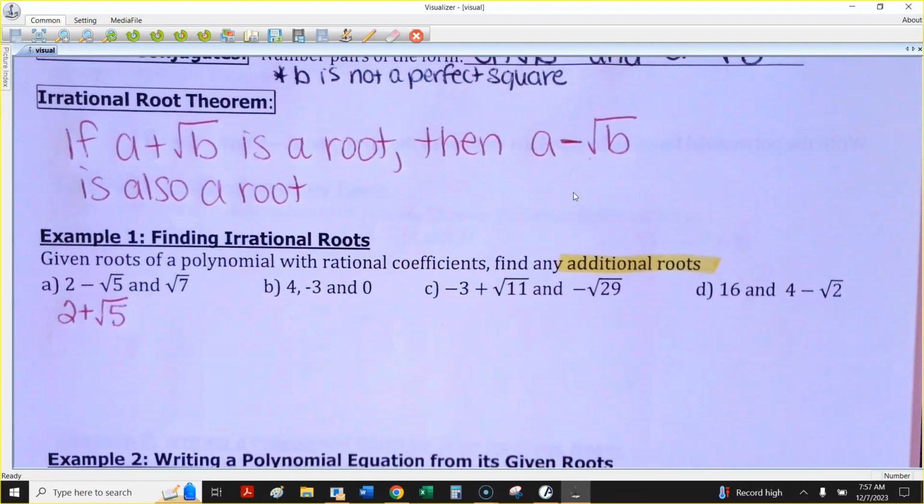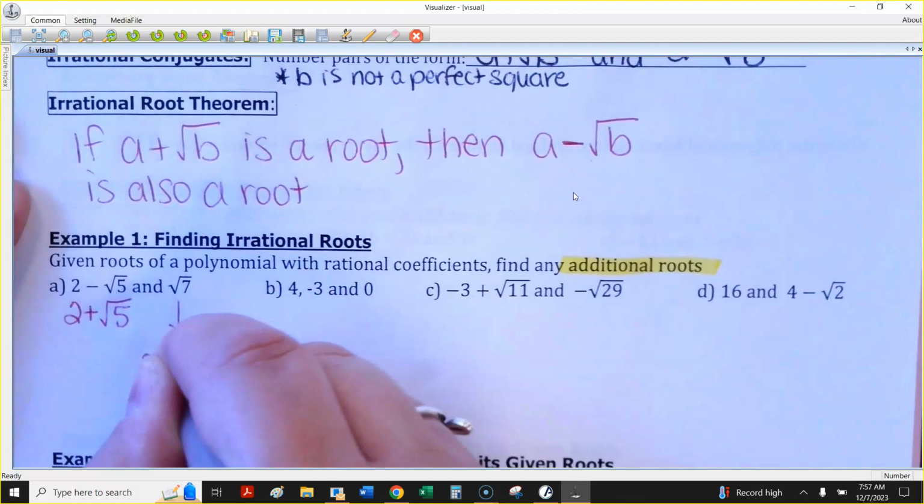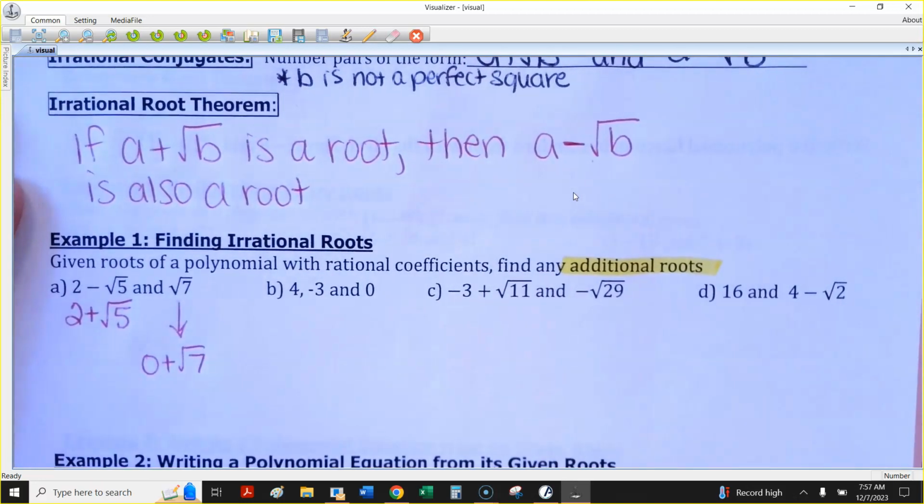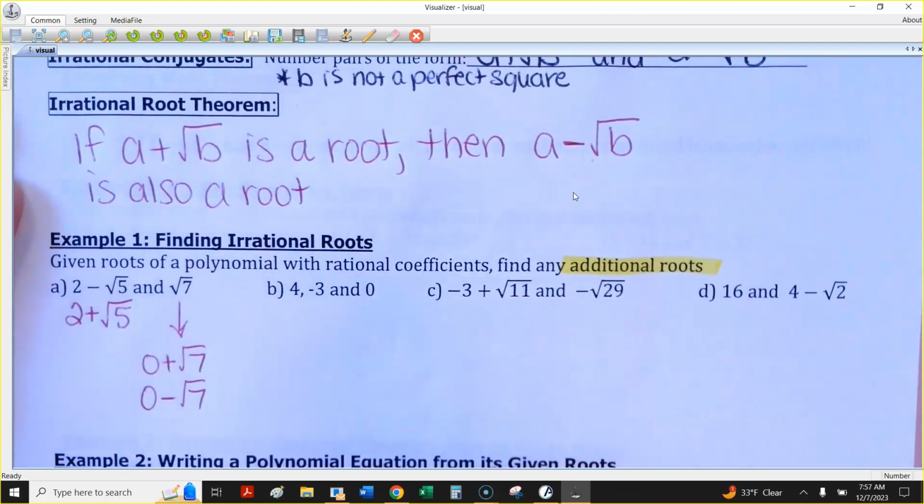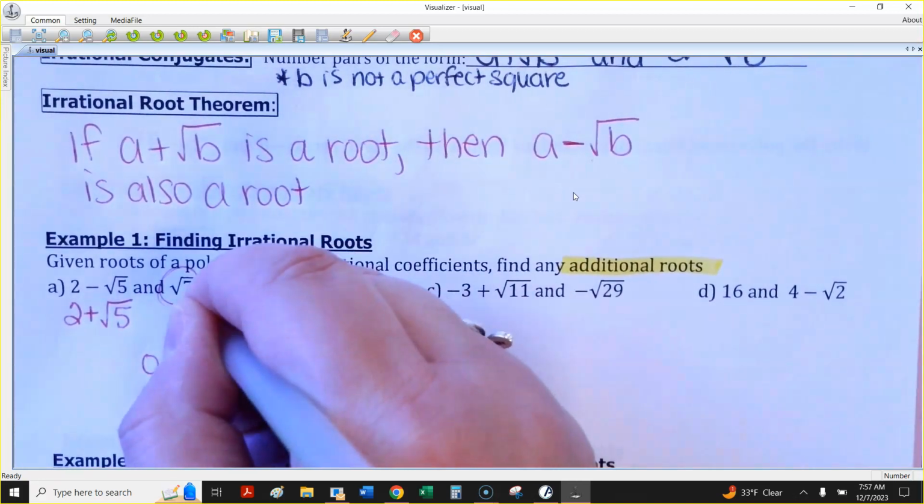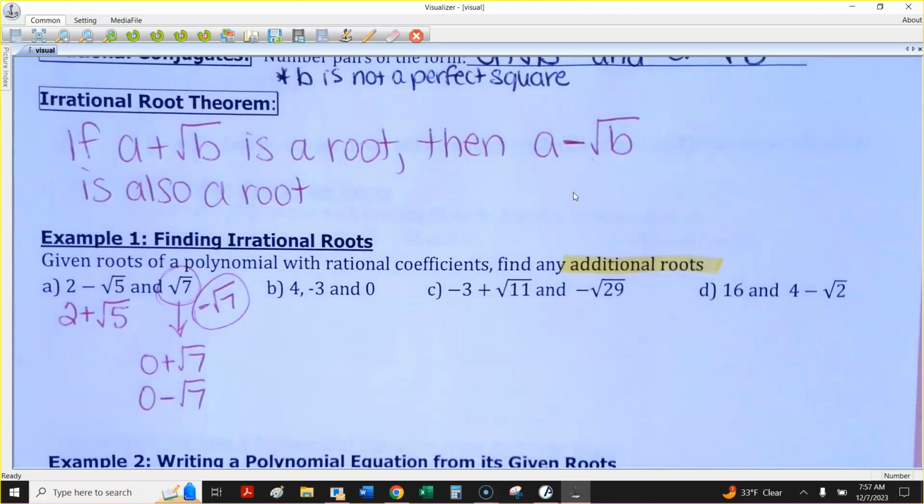Okay, this is kind of tricky. Does the square root of 7 have a conjugate? All right, this is a little bit weird. If I thought about this like 0 plus the square root of 7, it does have a conjugate. As long as you have a radical, you have a conjugate. I would not write the 0 in front of it, but anytime you have a radical, it does have a conjugate. So negative square root of 7 would automatically also be a root for that one.